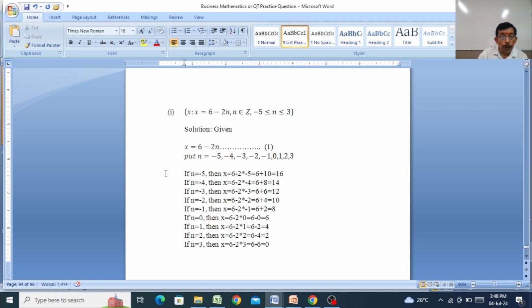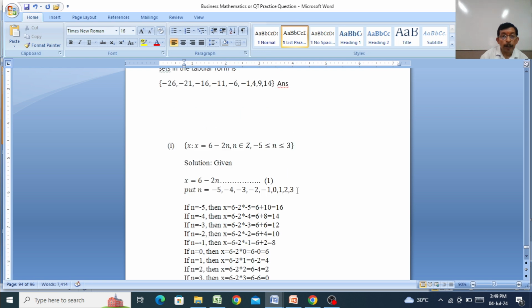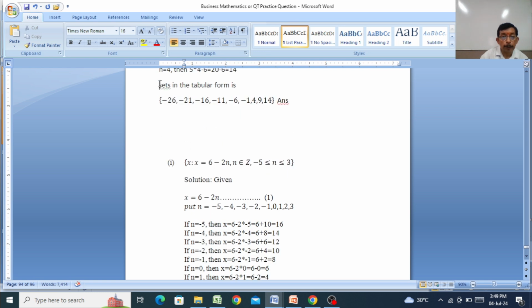You see that the value of n is in integer form between minus 5 to 3, so the value of n is minus 5, minus 4, minus 3, minus 2, minus 1, 0, 1, 2, 3. Put in the equation x equal to 6 minus 2n and then we find the different values of x. Now these values put in the set, then we find the set in tabular form.